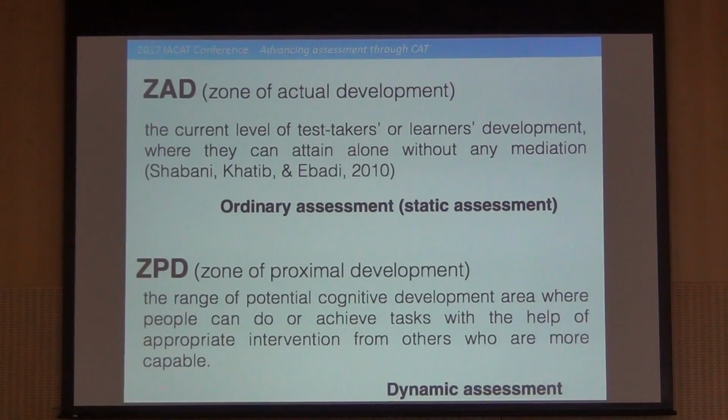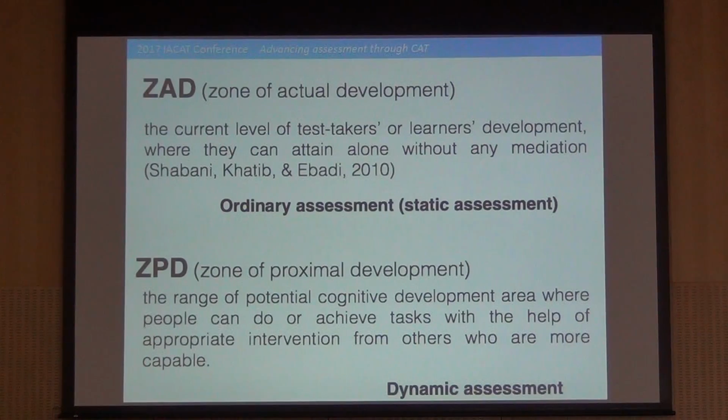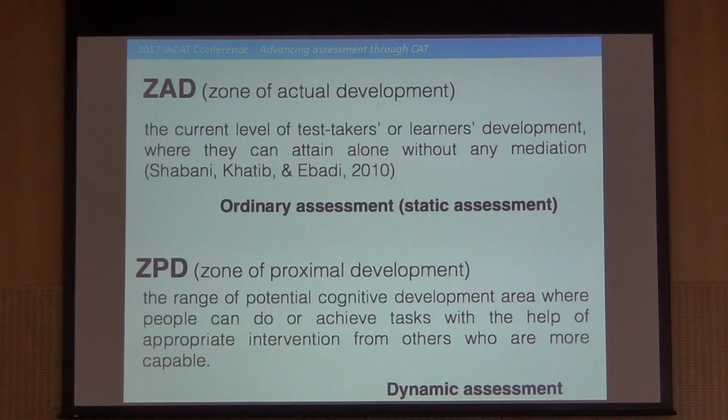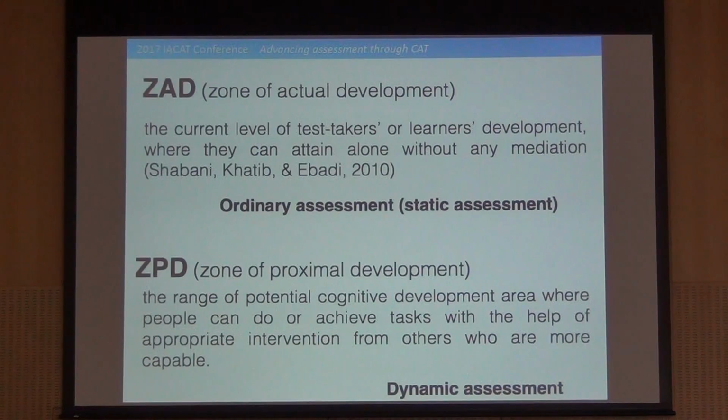ZAD stands for Zone of Actual Development. It tells us the current level of test takers' or learners' development, what they can attain alone, this is the key, alone without any mediation. So we can measure how much they can do by static assessment, like standardized tests. We calculate the area of ZAD by standardized tests.